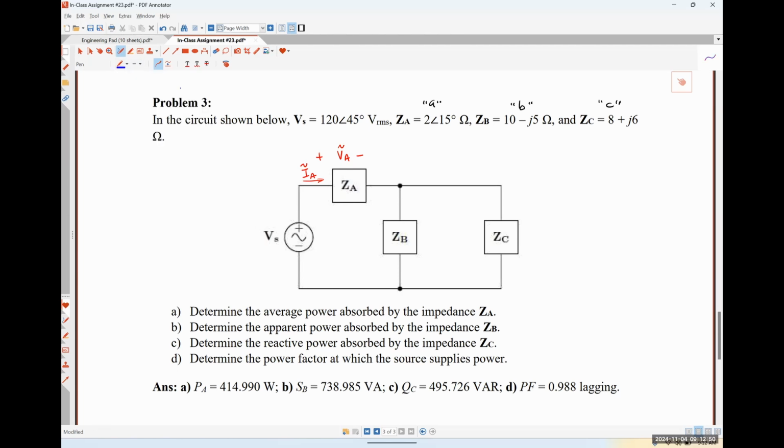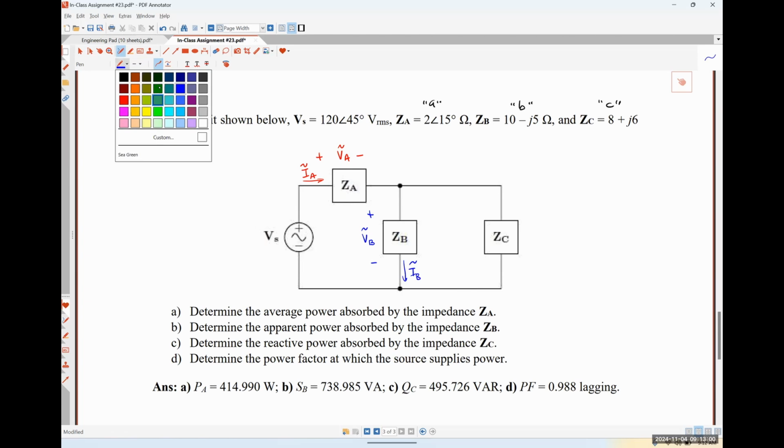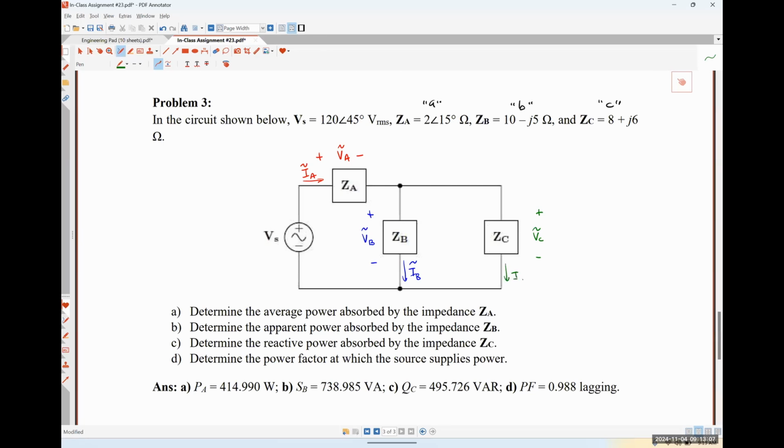Pretty similarly, I'm going to have VB and IB and VC and IC. So if I know either voltage or current across any of those impedances, I have enough information to calculate complex power.